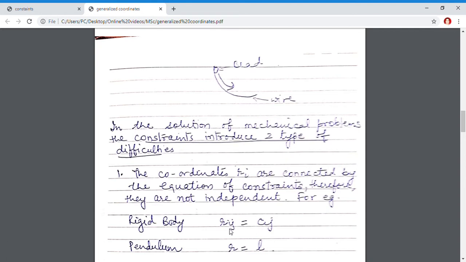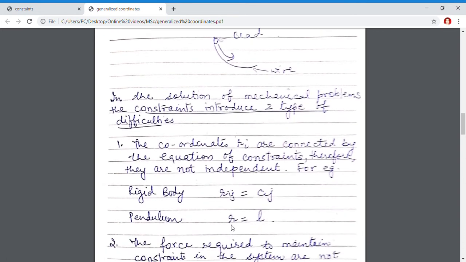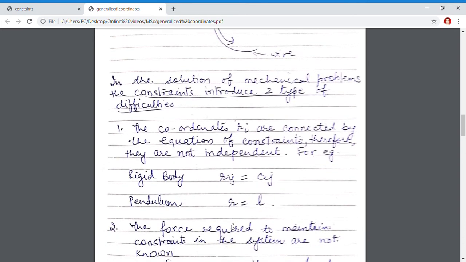For example, in the rigid body case, if I know the coordinate of particle i, that means Ri is known to me, then the coordinate of particle j will be determined by the condition Ri minus Rj equal to Cij. That means the equation of constraint bounds the coordinates now. So coordinates are no longer independent.